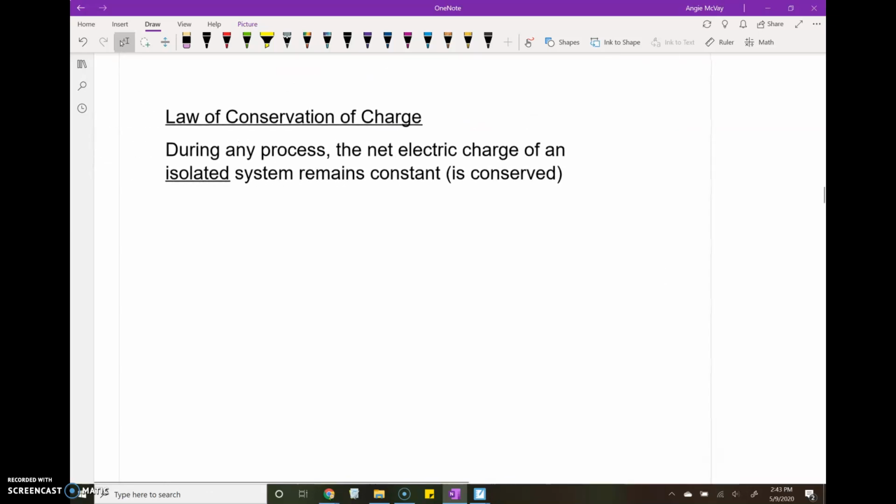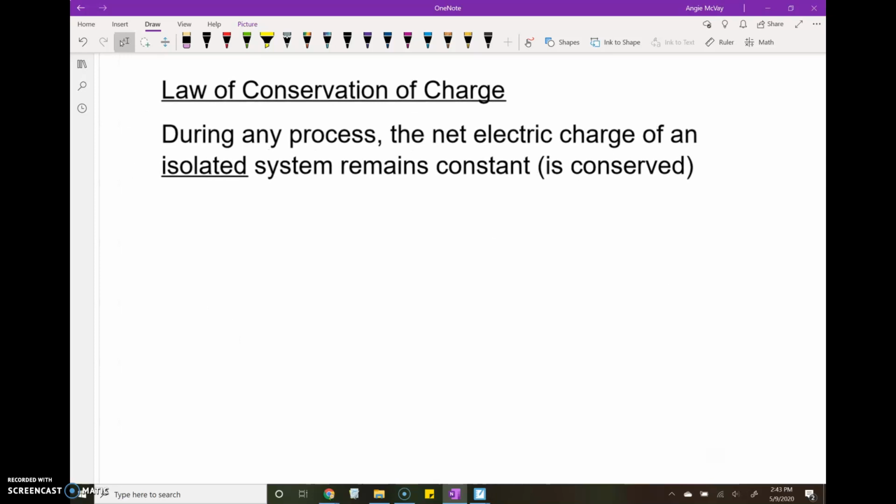Okay, next up, we've got the law of conservation of charge. What we were noticing when we were doing the electroscope simulation is that during any of the processes, the net electric charge in an isolated system is remaining constant. So what that really means is there aren't going to be any electrons that hop off a material and ionize an air particle, right, for our purposes. If we're starting out with a certain number of electrons and protons, that's what we're going to have when we are all done.